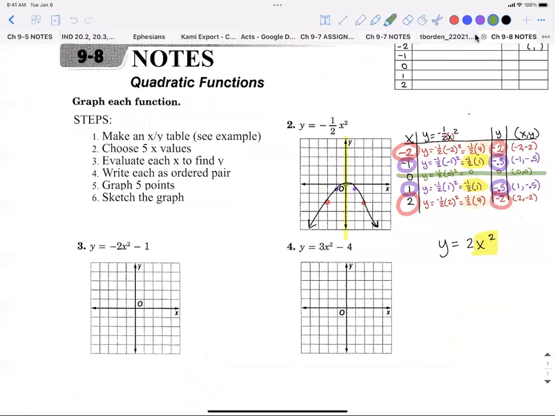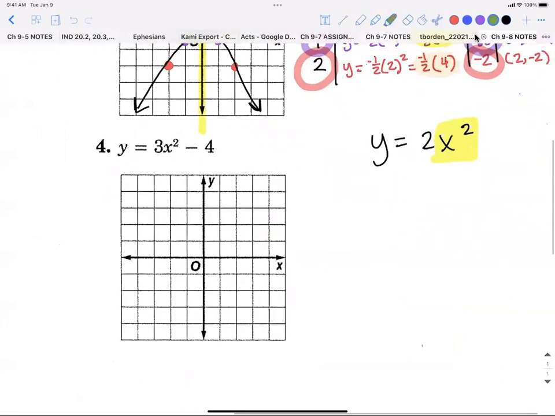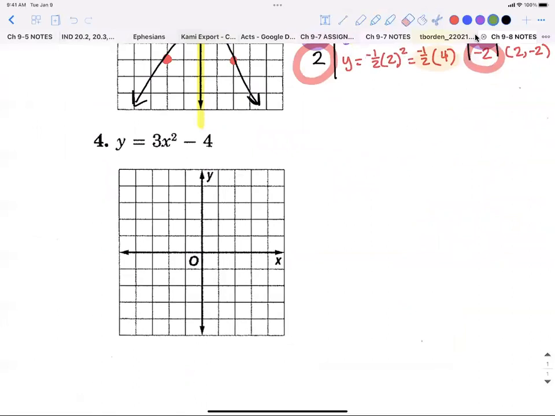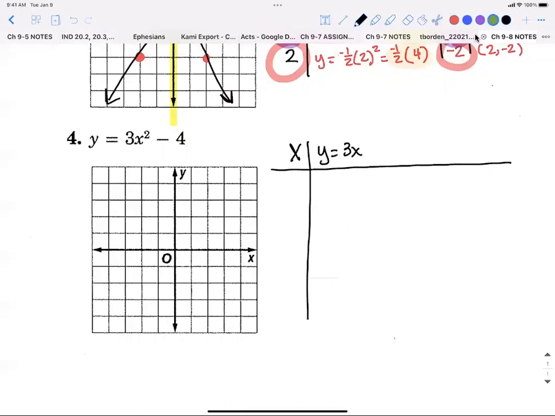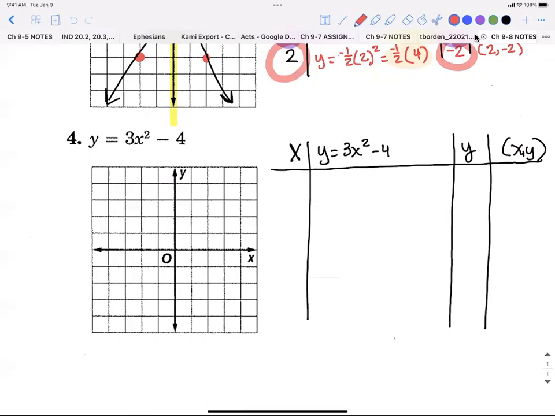All right, so let's look. I want to skip down to number 4 because we're only going to have time to do 2 examples here. So I'm going to erase this. Start out by giving yourself a spot for your X. Write in your equation, y equals 3x squared minus 4. Give yourself a little room to work it. You're outputting y, and then your xy point that you're going to graph at the end. And my 5 x's.